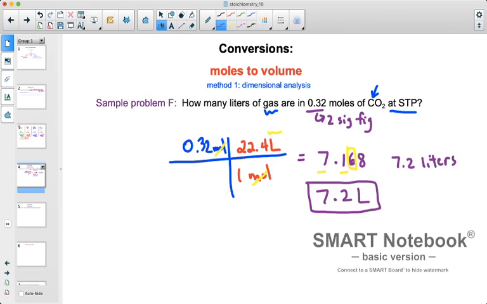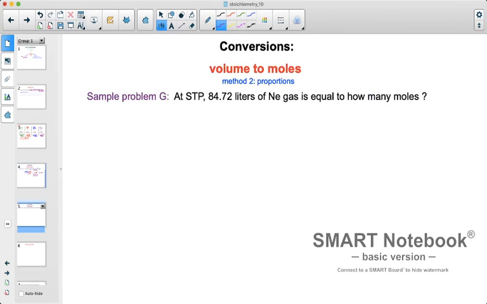Okay, so now let's look at it in the reverse. Let's look at a given volume and converting it to a specific number of moles. And I'll do a proportion in this way. You'll notice that the question says at STP. That's important. We talk about neon gas. That's also important. So I'm going to set up my proportion using what I know.